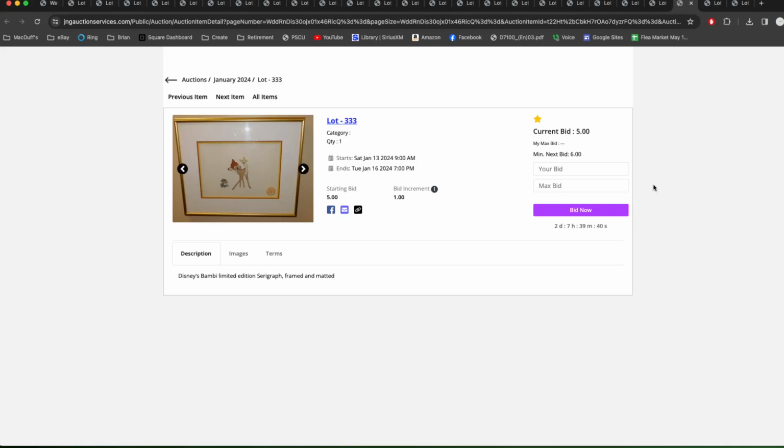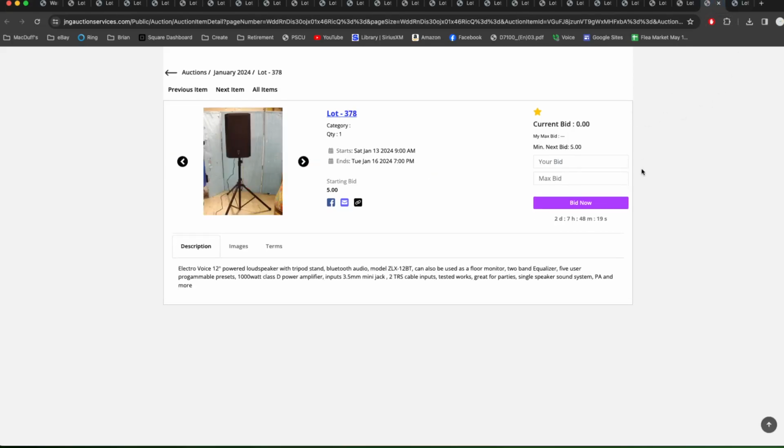Here's a Disney. It says a limited edition serigraph. It's all framed and matted, very nicely done. This can sell for, I don't know, I think I saw some for $80, $90. So that could be a good one. Right now the next bid is $6. But remember, this auction ends in another day and a half, so these prices could go way up by then.